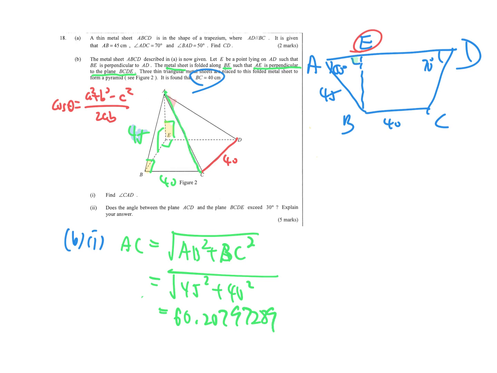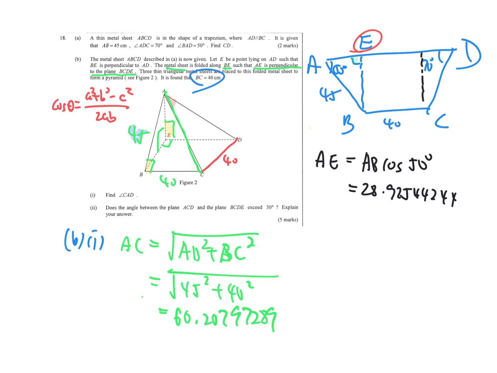Okay, easy for finding AC. AC is already found. Next, AD is a little bit complicated, because in order to find AD, we need to find the value of AE and also ED. So find AE first, because AE is easy. We can see that AE is equal to AB cosine 50, because it is a right angle triangle. So it becomes 28.92544244.